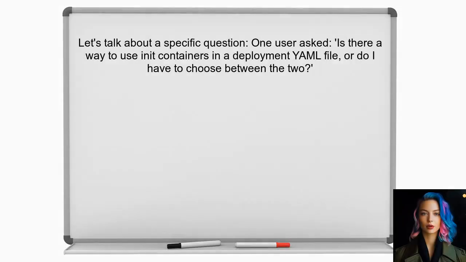Let's talk about a specific question that came up recently. One user asked, is there a way to use Init containers in a deployment YAML file, or do I have to choose between the two? This is a great question and one that many people wonder about.